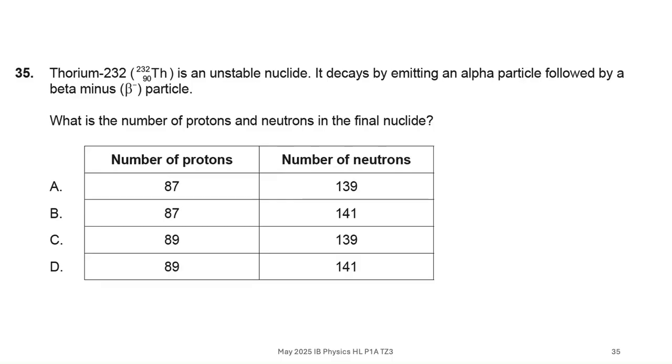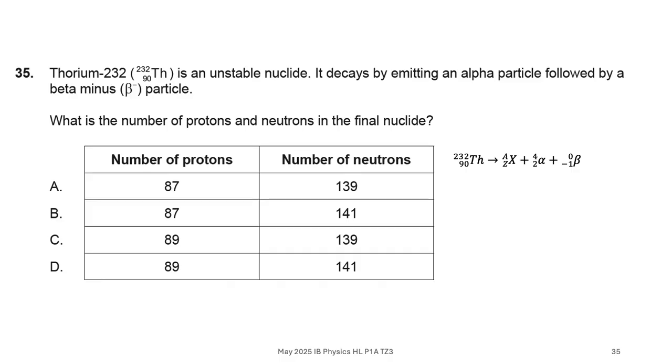Okay, so let's start off here by looking at some equations. We know that we've got thorium starting off, and it's going to become some element X, and that is going to have the nucleon number A and proton number Z, and then we've got these other ones, alpha and beta. It's beta minus, so that's fine here.